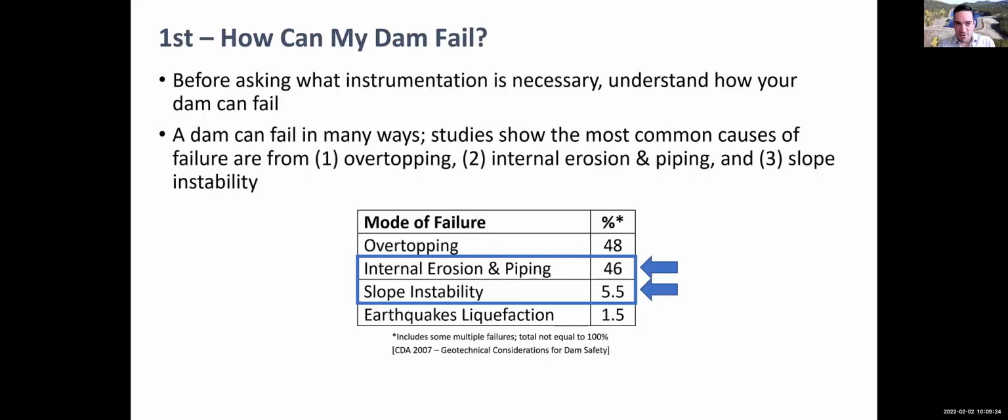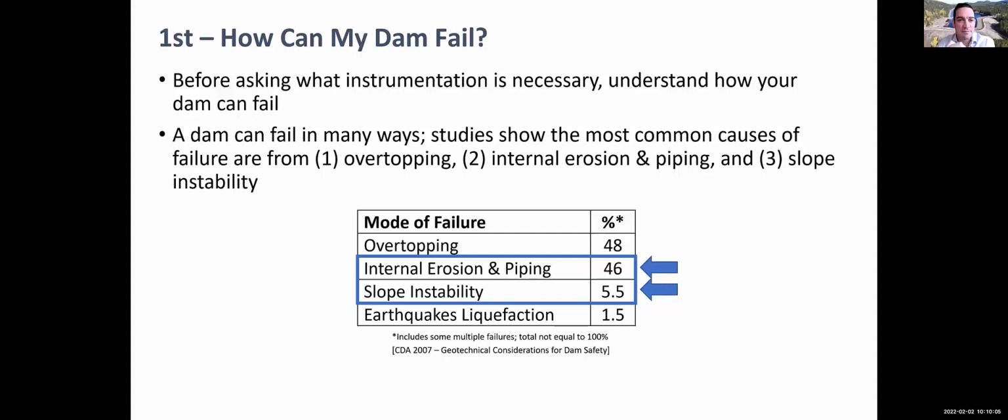So we have to ask ourselves a few questions to figure out how we go about this. So first question, how can my dam fail? We have some statistics from many sources. A lot of them are very similar. These ones particularly are from a CDA 2007 document. So internal erosion and overtopping are kind of the main things. Internal erosion is one we can monitor. We can monitor with our eyes, and we're going to talk about that. But first, understanding how our dams can fail can really help us direct our instrumentation planning.